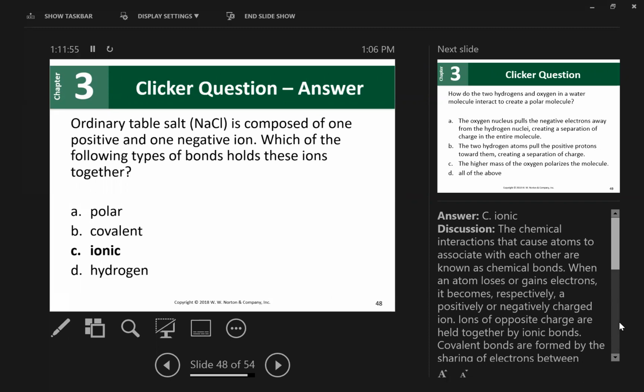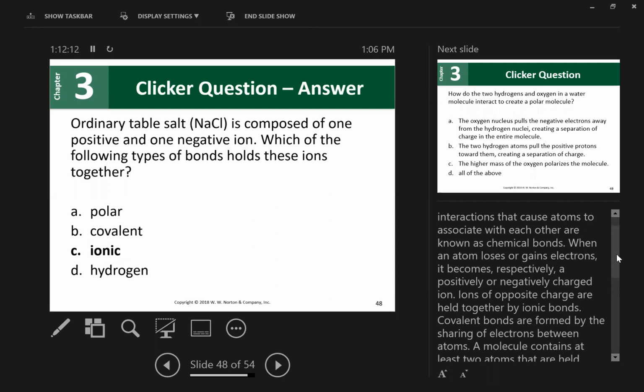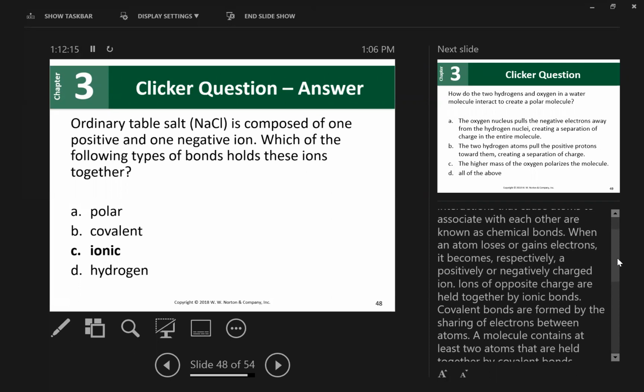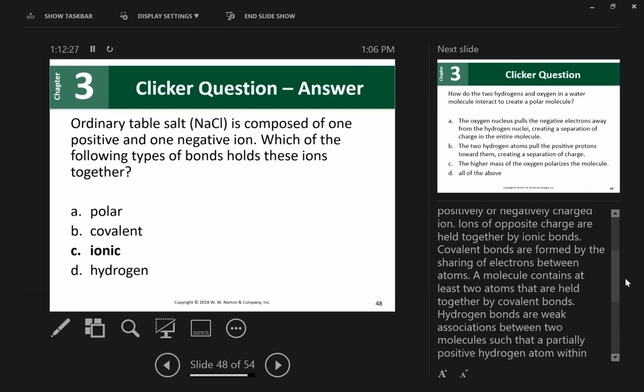C, ionic. The chemical interactions that cause atoms to associate with each other are known as chemical bonds. When an atom loses or gains electrons, it becomes respectively positively or negatively charged ions. Ions of opposite charge are held together by ionic bonds. Covalent bonds are formed by the sharing of electrons between atoms. The molecule contains at least two atoms that are held together by covalent bonds.